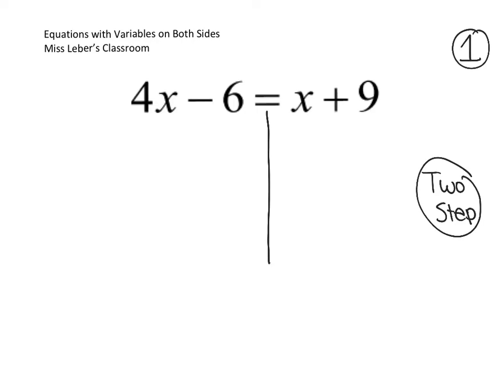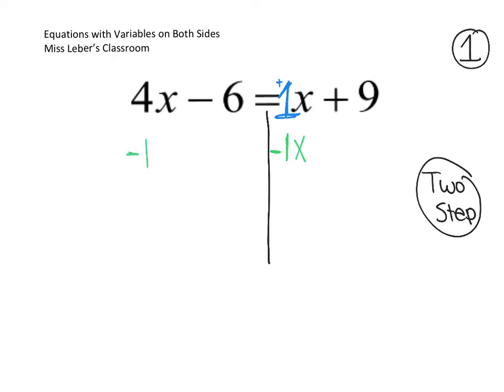So the first thing I want to do is I want to take a look and make sure that I don't have anything that can be combined together that are like terms. So I see I've got a 4x, a minus 6 equals an x plus 9. Well, something I got to remember is that this is really a 1x. There's that invisible 1, and if there's an invisible 1, it's a positive 1x. So that can be the first thing that I can move over because I've got a positive 1x, so I could do minus 1x.